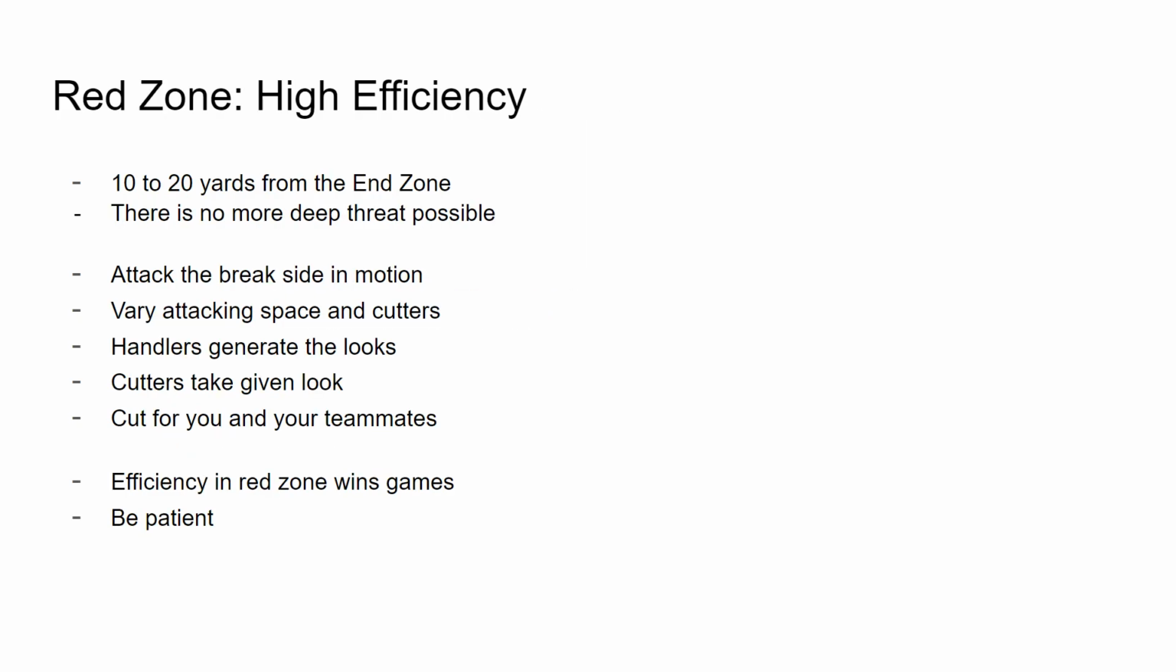So the red zone, when we're 10 or 20 yards away from the front of the end zone, we will transition into a red zone phase of offense. And the goal here is to have high efficiency. The fundamental difference with red zone versus chunk yards or read option is that there is no more possibility of a deep threat, right? We're just going to throw it out the back of the end zone, so that is no longer an option. So instead, we have to really focus on lateral play as opposed to front to back play.